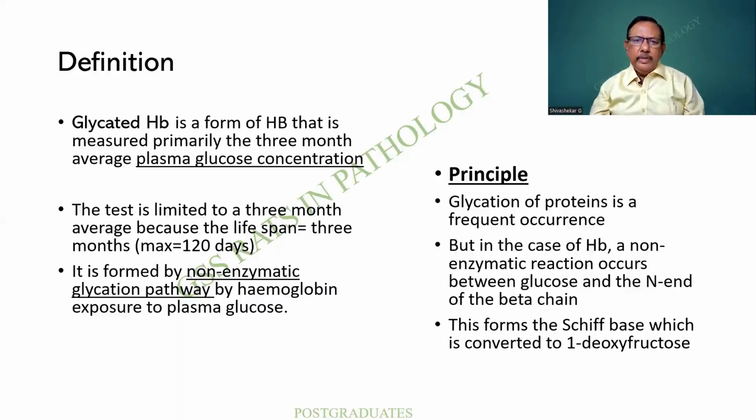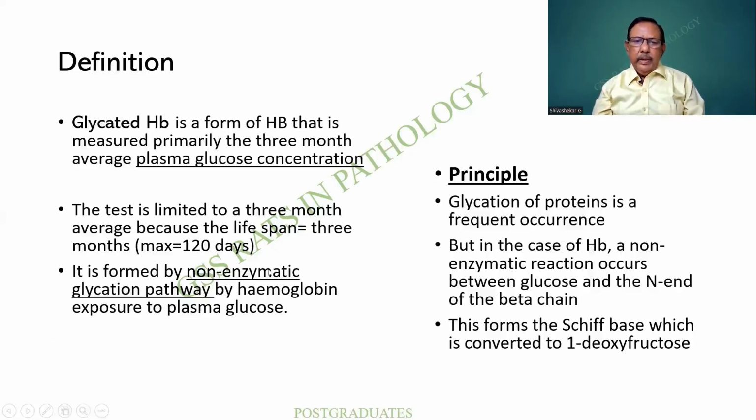Glycated hemoglobin is a form of hemoglobin that is measured primarily to give the 3-month average plasma glucose concentration. So it is a 3-month average. A value of it has an effect for over 3 months. The test is limited to a 3-month period because that is considered to be the average lifespan of an RBC. Please remember it. Overall, the RBC has a maximum span of 120 days, but on average it is 3 months, and hence that is taken as the denominator.